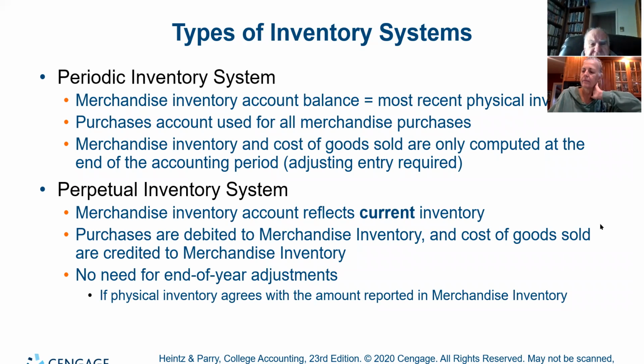So the periodic system, merchandise inventory, the balance in that account is always going to be last year's physical count. It's always going to be whatever the most recent physical inventory was. Purchases account for all merchandise purchases. You're putting them into a cost. Merchandise and cost of goods sold are only computed at the end of the year or the end of the month. Under the perpetual system, the merchandise inventory account reflects what you actually have currently.